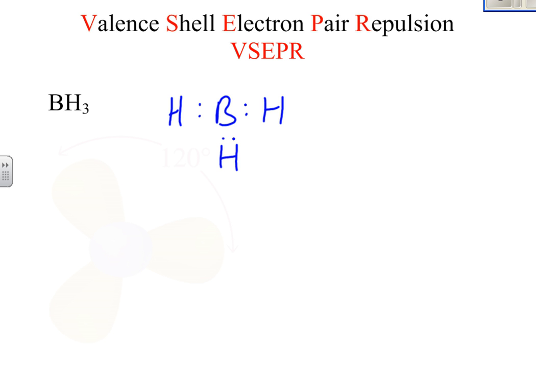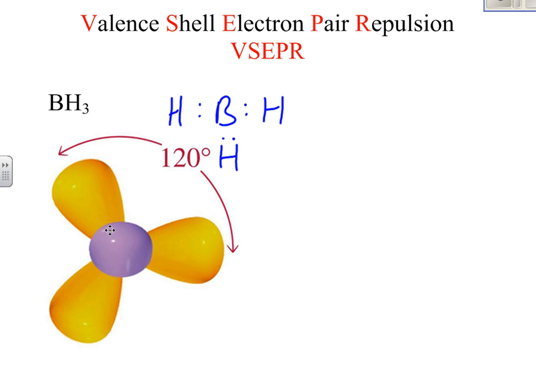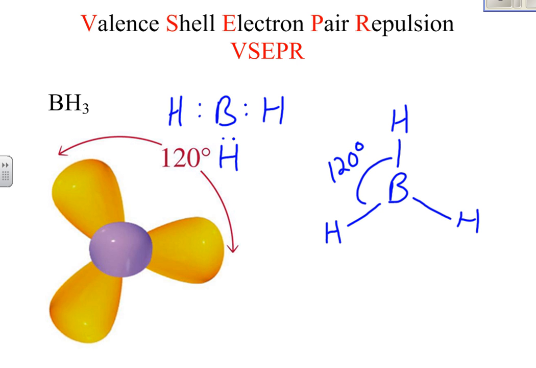Here we have BH3. Notice that the boron has 3 electron domains around it, the 3 bonds to the hydrogens. So 3 electron domains spread out as far apart as they can from each other would make this type of shape. So if I were going to do this for the molecule there, I would have a boron, hydrogen, hydrogen, hydrogen. In this case, the bond angle between those would be 120 degrees, or 1/3 of 360.